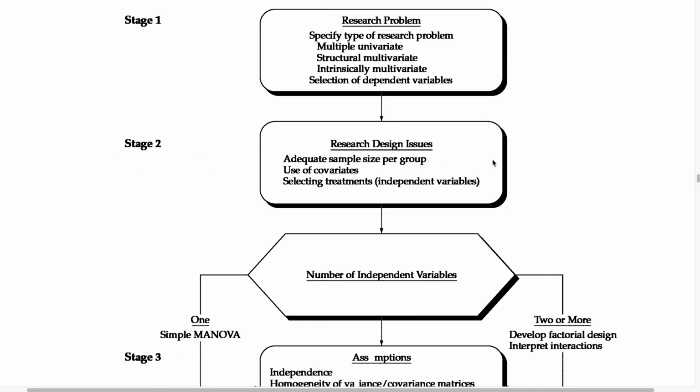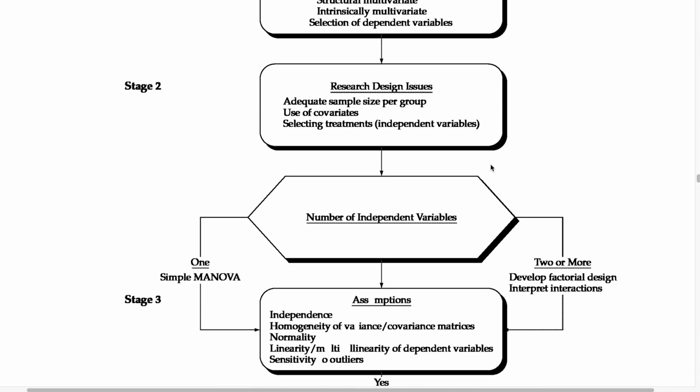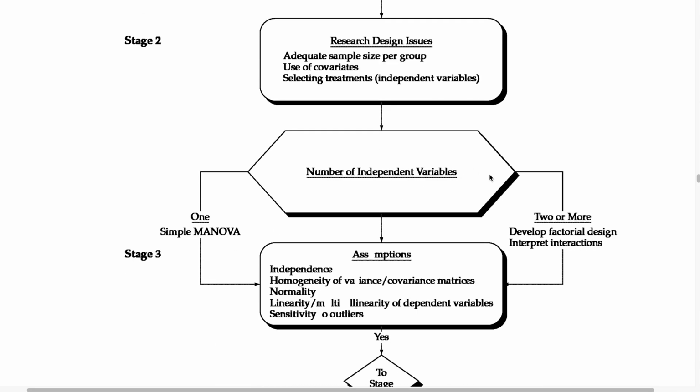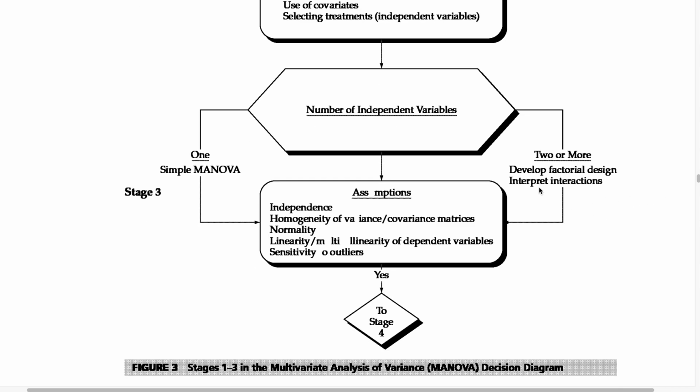Stage 2, research design issues: adequate sample size per group, use of covariates, selecting the treatment independent variable, number of independent variables, 1 simple MANOVA, 2 or more, developing the factor analysis interpretation. This is stage 3.